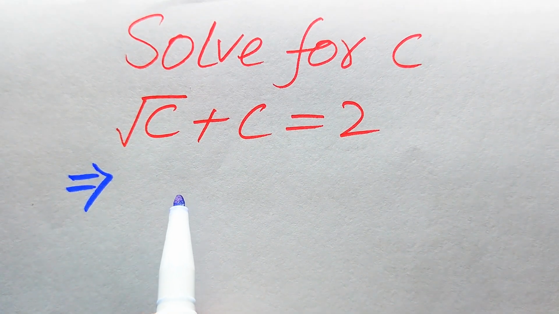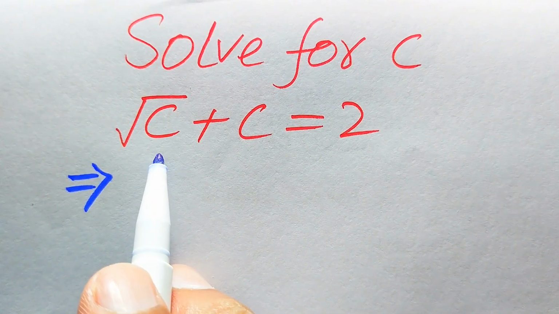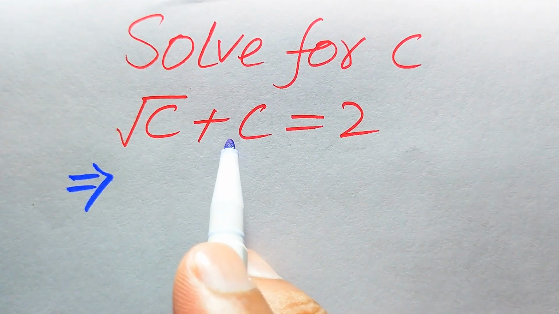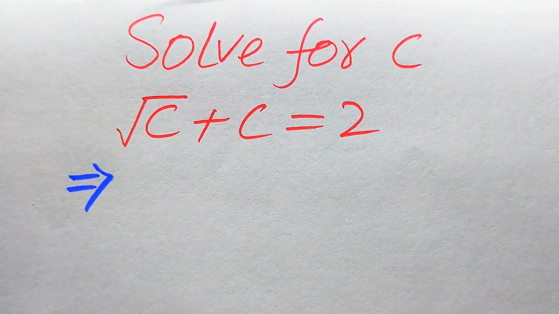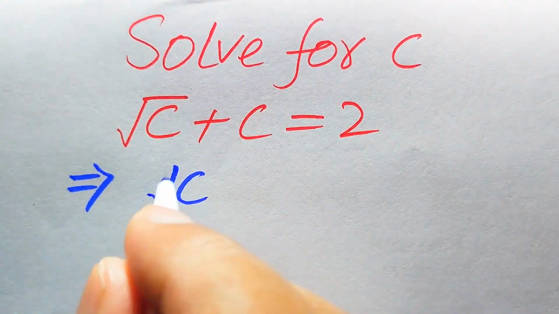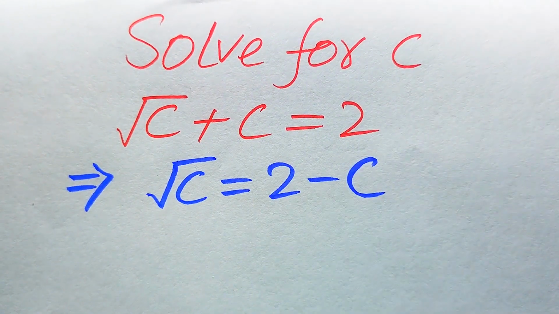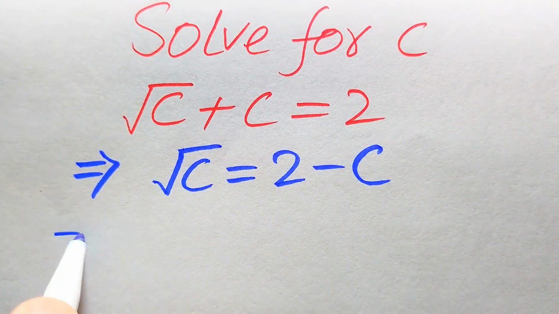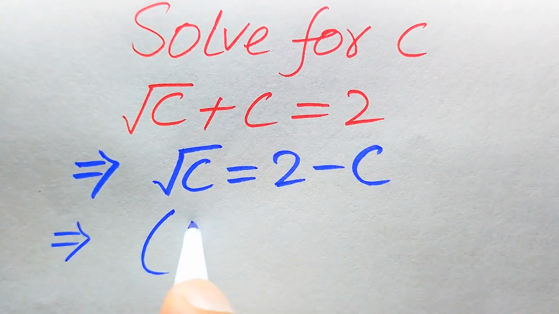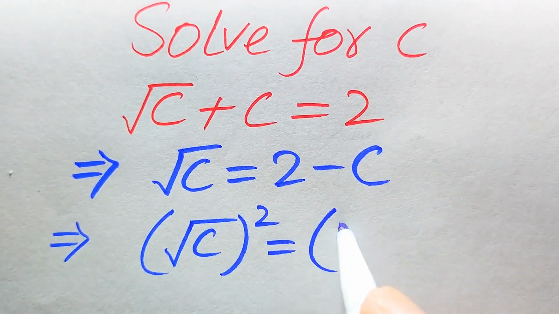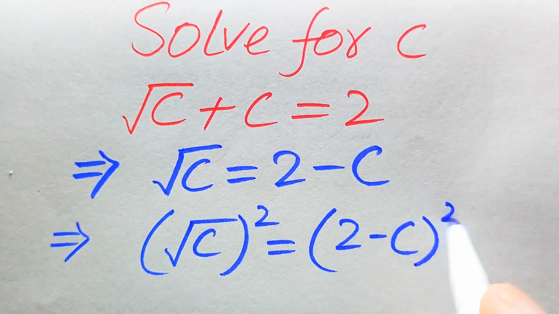So we move toward the solution of this problem, and the very first thing we are going to do is remove this square root sign. For this we move the term plus c to the right hand side, and we get square root of c is equals to 2 minus c. And now in order to remove the square root sign, we will apply squaring on both of the sides, and this will be written in this form.